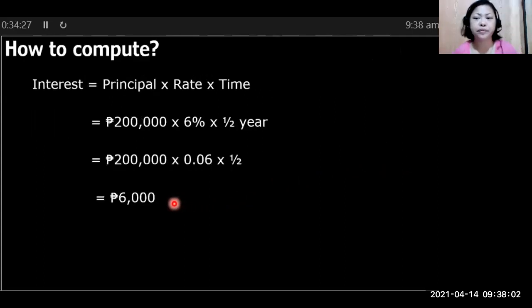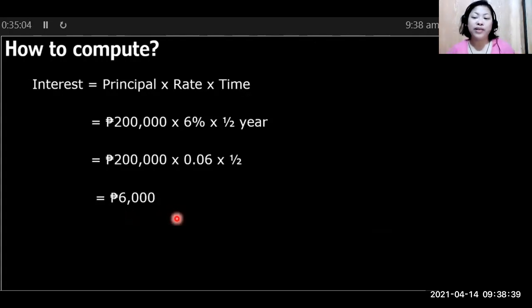Let's have this. Okay, so interest is equal to principal times the rate times the time. So we have the principal, which is 200,000 pesos, times the interest on the note, which is 6%, times half year because that is 6 months. Then we have to multiply everything: 200,000 times 0.06 times 1 over 2 or half a year. Then you get 6,000 pesos.